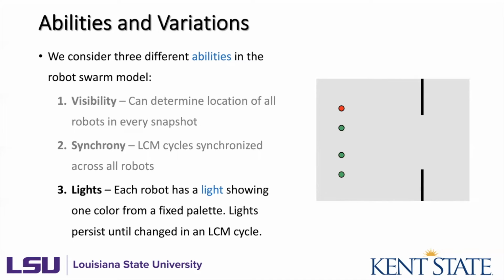Then there's the ability of lights, where each robot has a light showing one color from a fixed, constant sized color palette. Lights persist until changed in an LCM cycle. So for example, here we have 1 robot colored red and 3 robots colored green. The red robot moves and changes its color. Then the green robots change their color and subsequently move, though they have no agreement on time or synchrony, so they don't necessarily move at the same time, and one can in fact perform its snapshot while another is in motion.